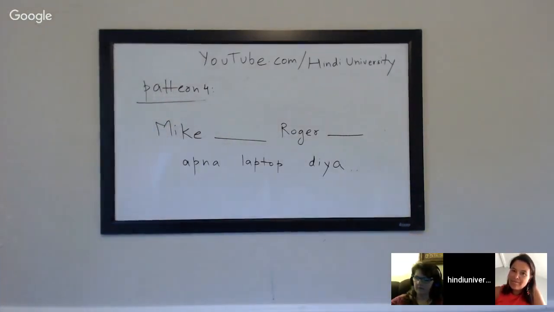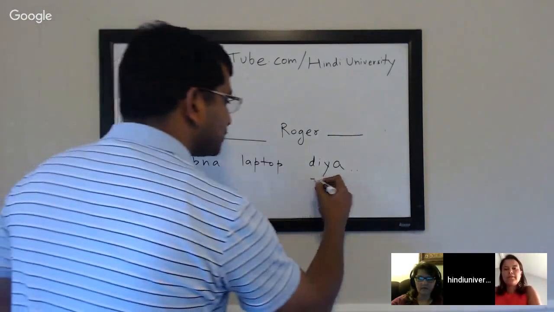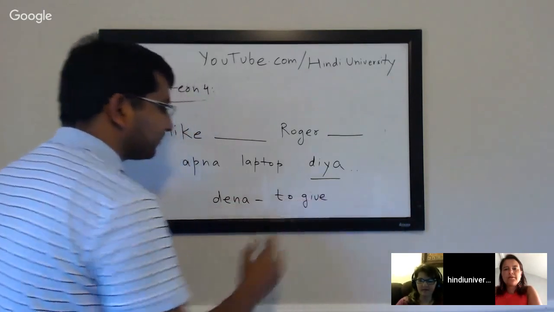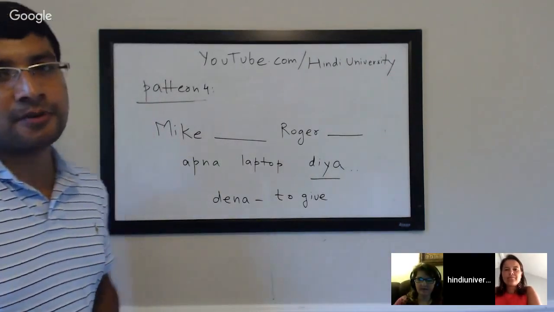So before I give too many hints, let me see if you can, just by reading the sentence, figure it out. This is for folks watching live on Facebook. Mike, and then there's a blank. Roger, apna laptop diya. I'm trying to say Mike gave his laptop to Roger. Try it one more time, Yilan. Mike gave his laptop to Roger. So if you think about it this way, dena is to give. Okay, it's a transitive verb, and diya is sort of like the past form of dena.